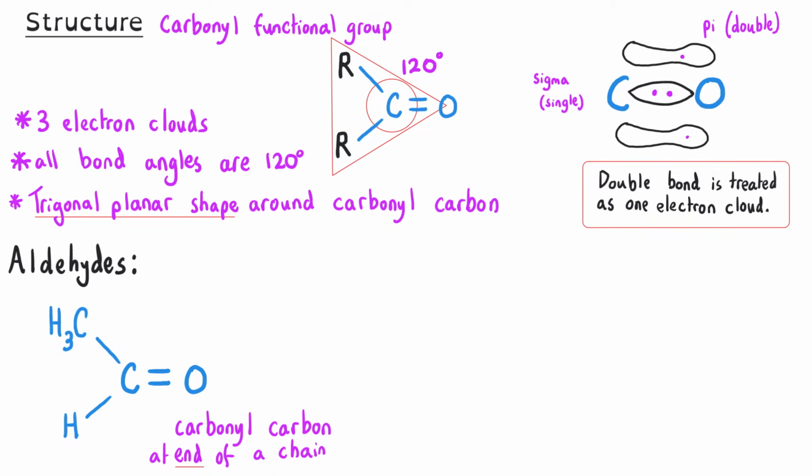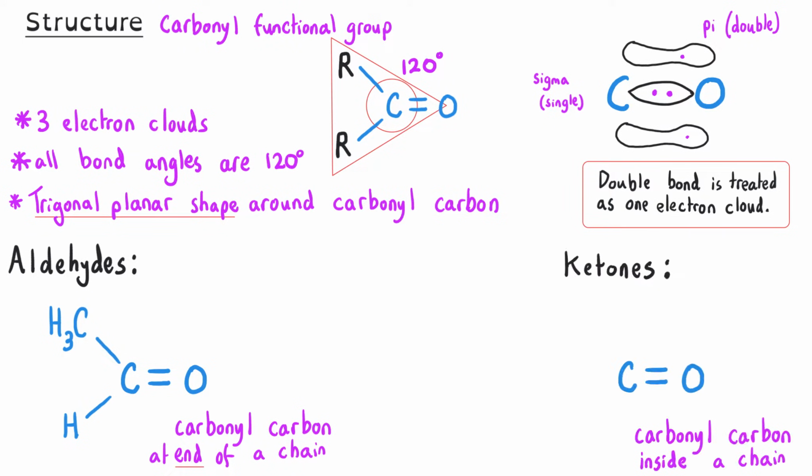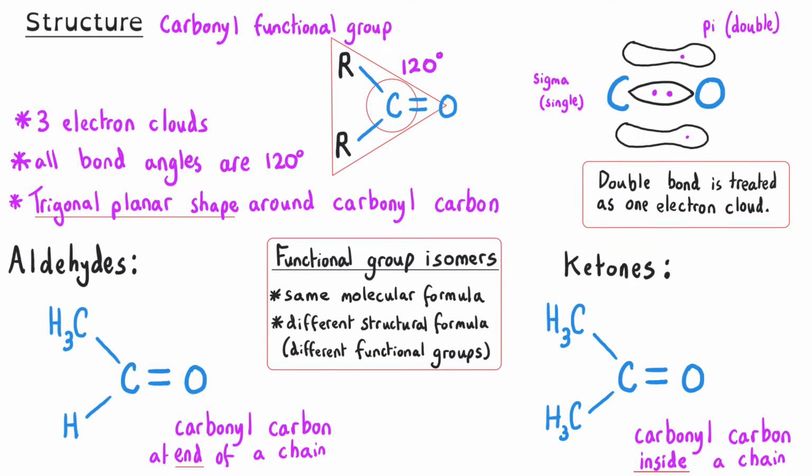Aldehydes have got a carbonyl group at the end of a chain, and so the carbonyl carbon will have a bond to a hydrogen atom, guaranteed, and then probably to a carbon atom for the rest of that chain, but in the case of methanal, the carbonyl carbon is simply connected to 2 hydrogen atoms. Ketones have got a carbonyl group inside a chain, and so that means that the carbonyl carbon is attached to 2 additional carbon atoms.